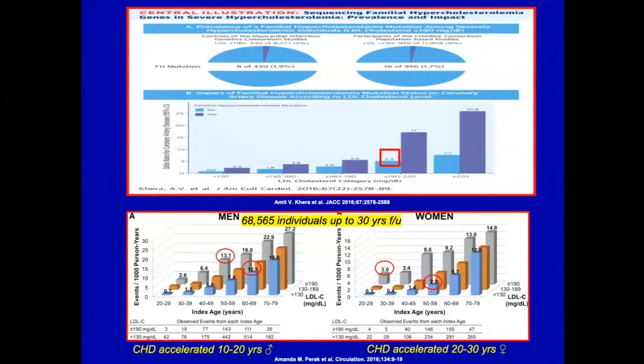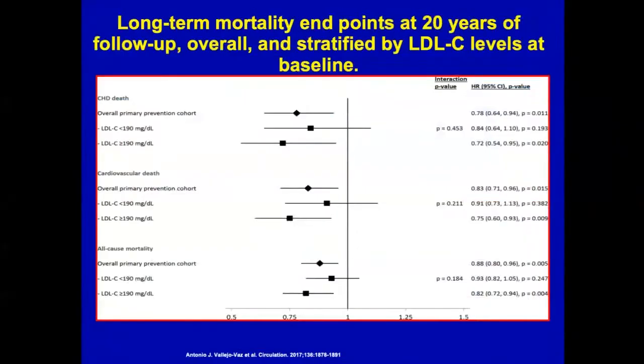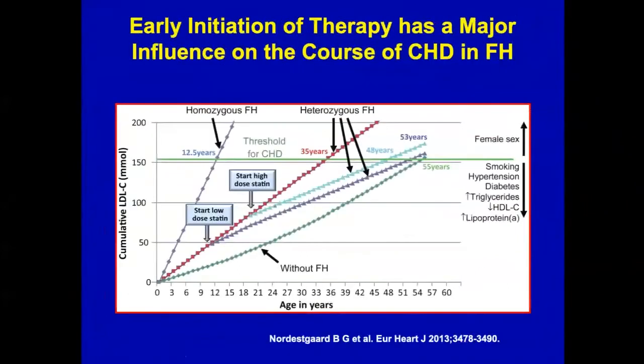So what you're doing is that CHD is accelerated by 10 to 20 years by having higher levels of LDL cholesterol. If you look at women, it's accelerated almost 20 to 30 years in terms of the risk of events. So it's not trivial. Don't forget about this group. And then we know, this is data from the 4S study, that when you give statins to these patients, statins work. So the question is, what should we do? Well, this is what we know.